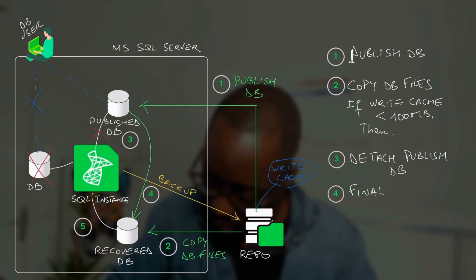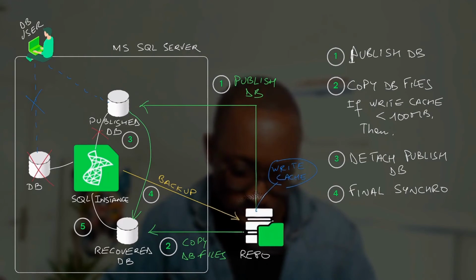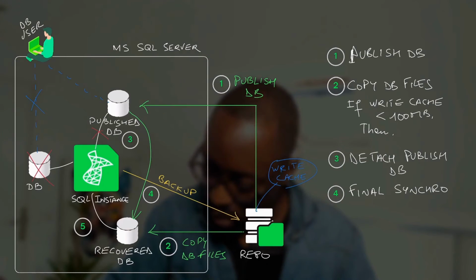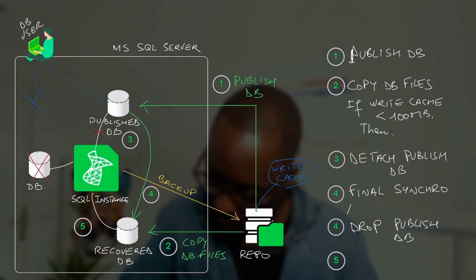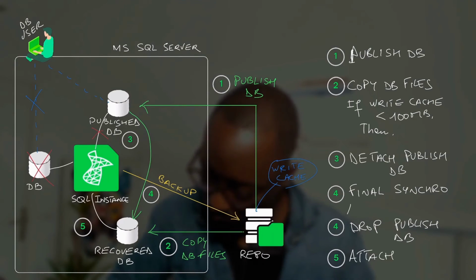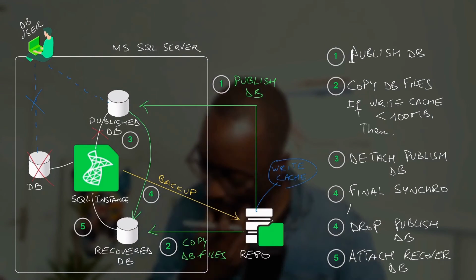And finally, there is a phase, somewhat intermediate, that we will call 4 prime, which consists of dropping or deleting the published database. So here there is a drop of the published DB, which is an important step in the overall procedure. And finally, the last step, step 5 in the diagram, is to attach the recovered DB to complete the process.